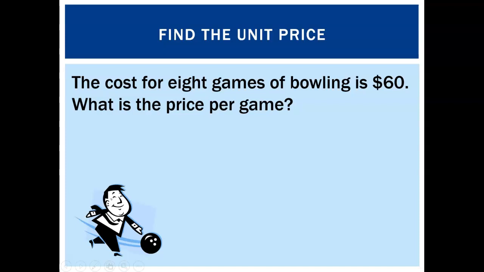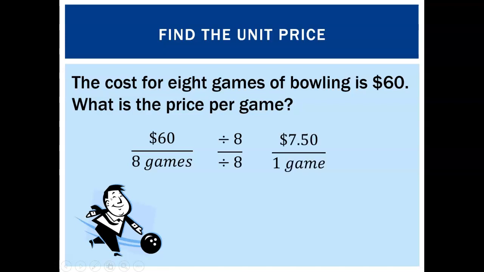We'll start out by writing the given rate of $60 for 8 games. To find the unit price, we need a denominator of 1, which means we will have to divide both the numerator and the denominator by 8. You can also think of this as 60 divided by 8, because that's the same thing. And we learned that the cost is $7.50 for 1 game of bowling. This concludes our lesson on rates and unit rates.